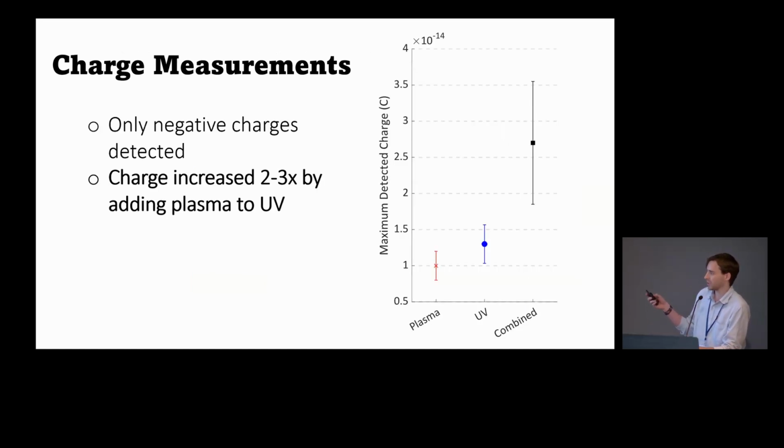So these are the maximum charges that we detected across all those different tests on the left-hand side. The first thing of note here is we didn't detect any positive charges, at least in the range of measurement that we had. So this is pretty consistent with the patched charge model, which I described before, so it's all related to secondaries. The other very interesting thing is that when we add our plasma to the UV, we get about a factor of 2 or 3 increase in our charge, which is commensurate with that increase in lofting.